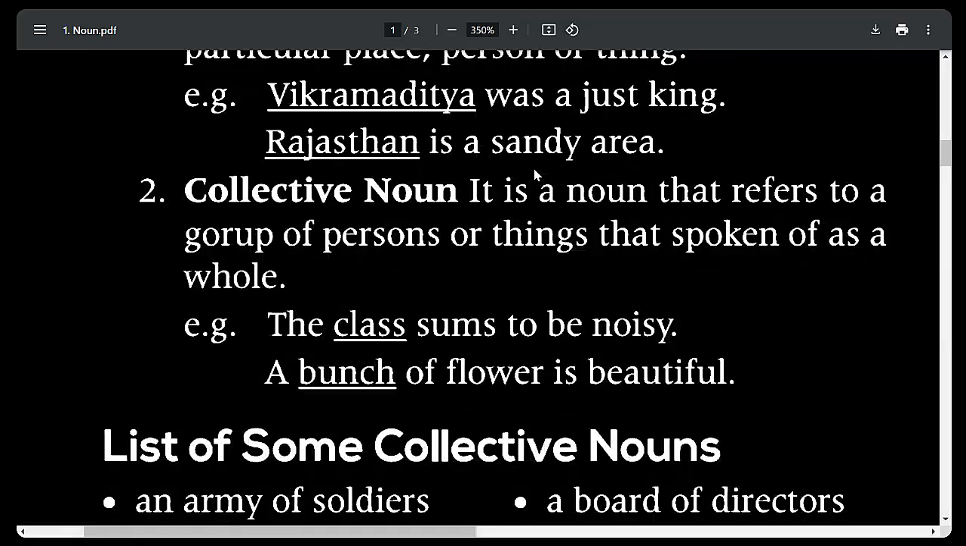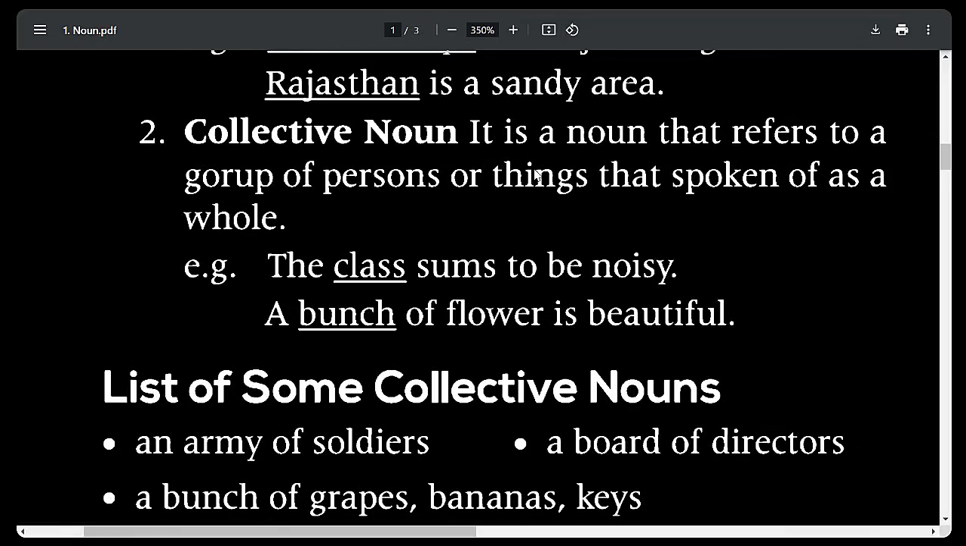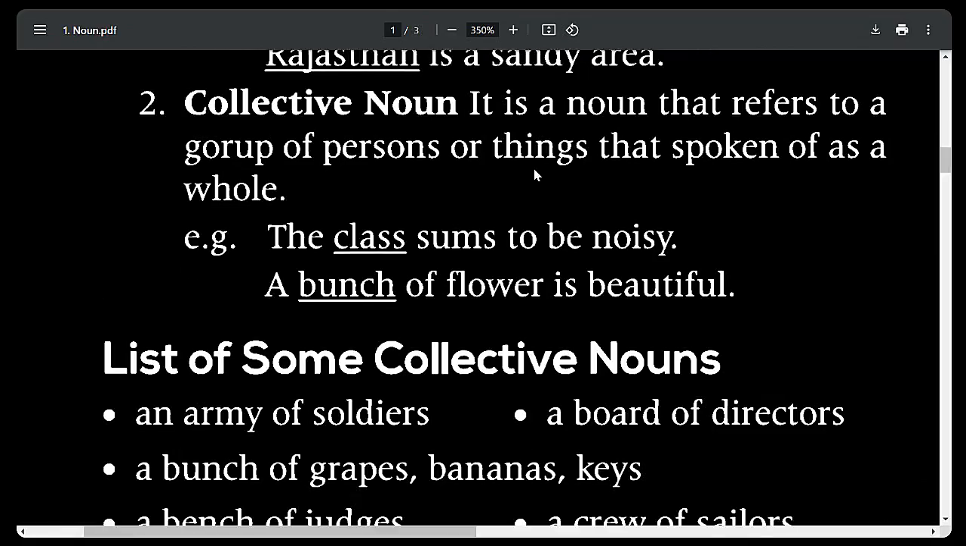List of some collective nouns. This is very important. An army of soldiers. The collective noun of soldiers we have to call army. A board of directors. If all the directors are together, we call that collection a board. A bunch of grapes. Grapes together are called a bunch. Bunch can be used for bananas also, as well as for keys. So we can say a bunch of grapes, a bunch of bananas, a bunch of keys.